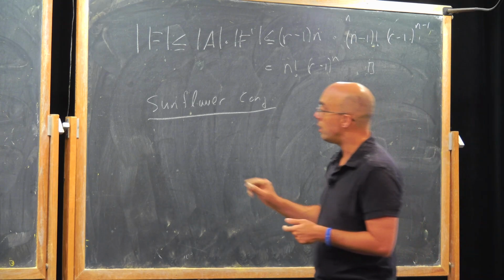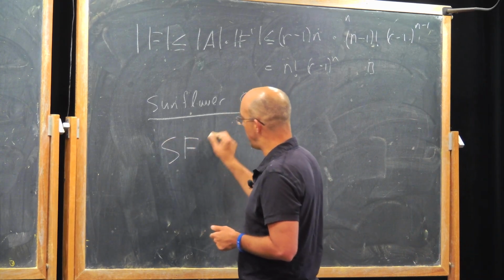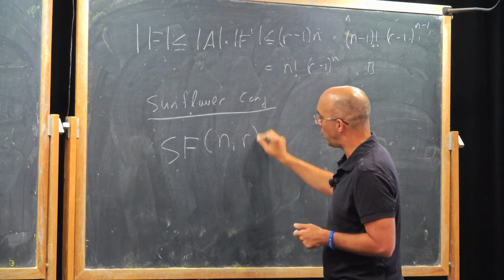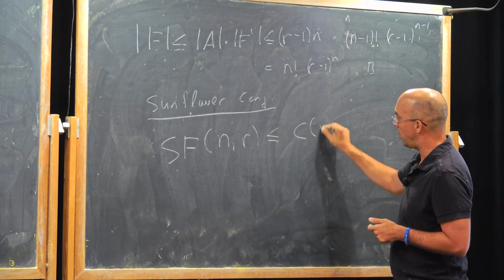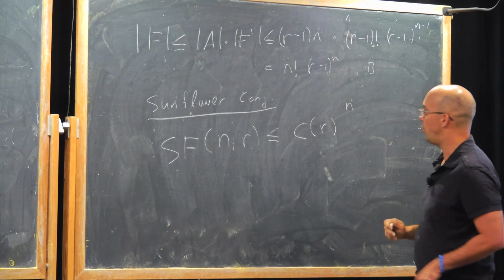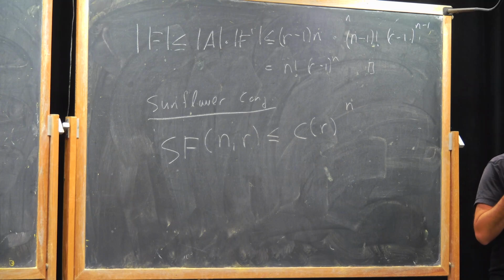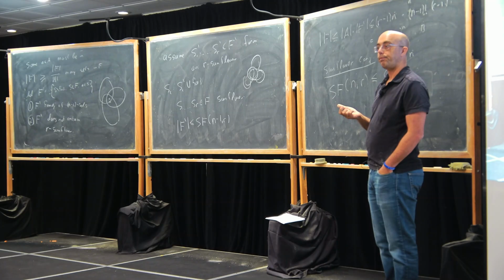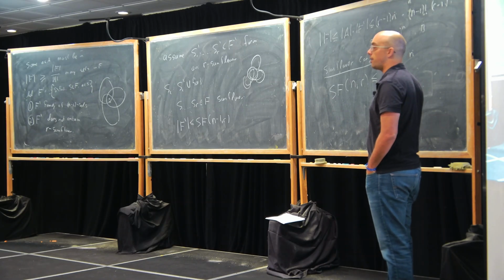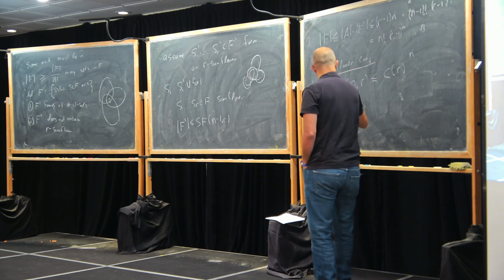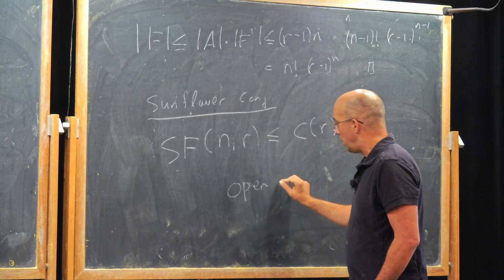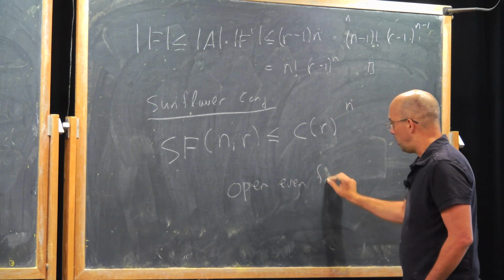So the conjecture was the following: the maximal size of a family of sets of size n without an R sunflower, and again, this is in the regime where R is small and n is big, is at most some constant that depends on R to the n. So it is exponential in n where the base, if R is 3, is some constant not dependent on n in any way. Okay. And by the way, this is still open. We still don't know it, even for R equal to 3.